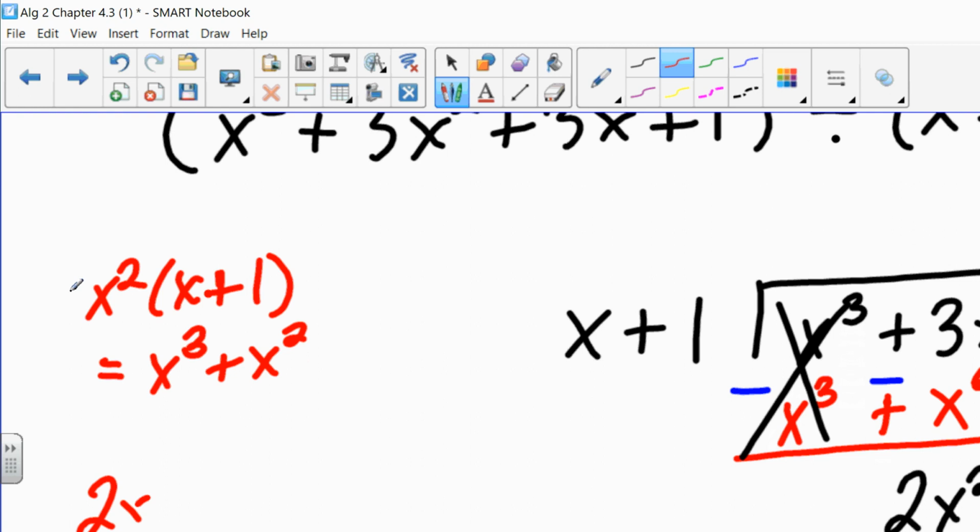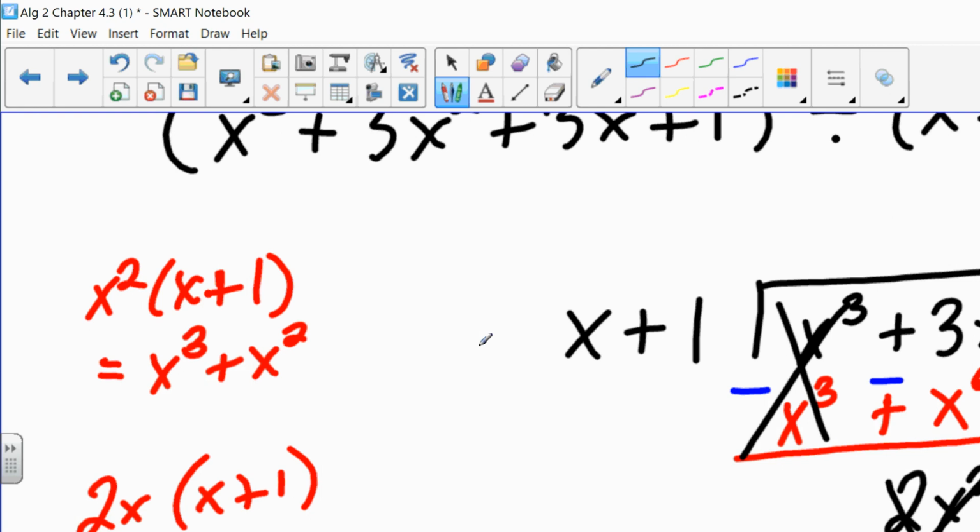So over here, we're going to take 2x times x plus 1 to figure out what's going to go underneath. Well, 2x times x is 2x squared, which is exactly what we wanted the first term to be, yes? 2x times 1 is plus 2x. And then we would subtract. 2x squared minus 2x squared is 0. That's exactly what we want to have happen, because we want to eliminate one term at a time.